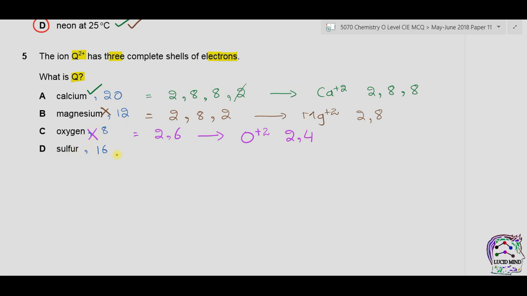Last one is sulfur. We have atomic number 16, so there are 16 electrons. Electronic configuration will be 2, 8, 6. After losing 2 electrons, it will become sulfur plus 2 and the electronic configuration will become 2, 8 and 4. We can see the third shell is incomplete, so therefore sulfur is also incorrect. Correct answer is therefore A.